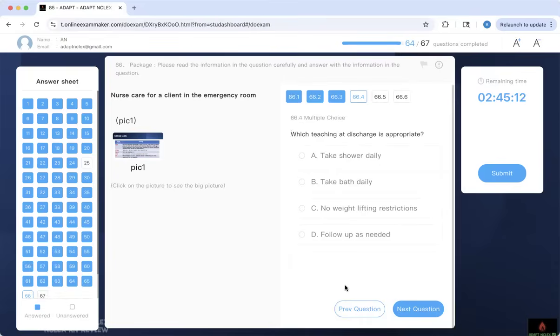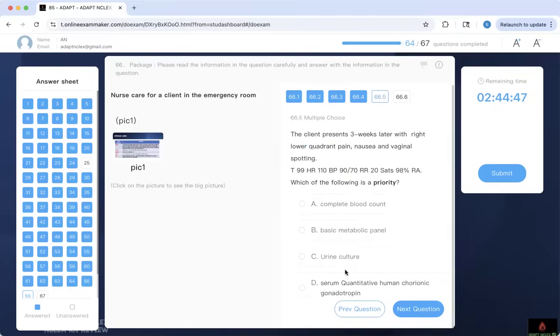Which teaching at discharge is appropriate? You're going home. You should take a shower daily, take a bath daily, no weightlifting restriction, follow up as needed. What are you going to do? You should take a shower. You can't tell them not to take a shower. They should have a weightlifting restriction. They can't take a bath for 6 weeks. They shouldn't follow up only as needed.